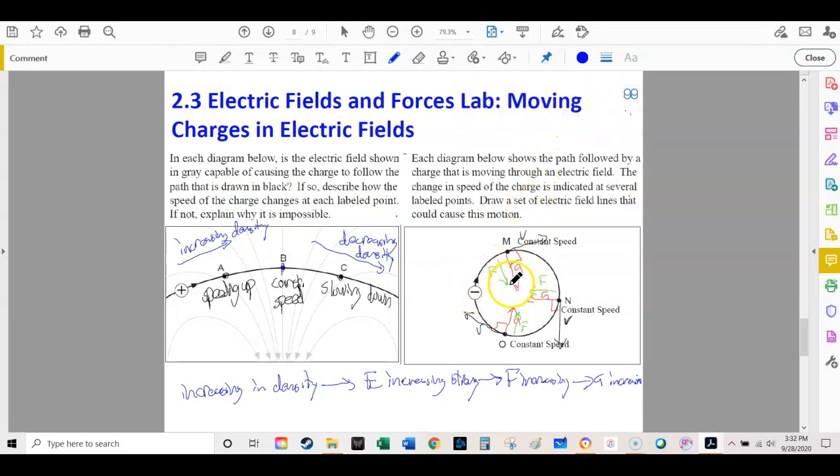negative particles do the opposite of what the electric field is. So positive particles would be accelerating in the direction of the electric field. Negative particles are accelerating opposite the direction of the electric field, which means the electric field has to be pointed outwards here, and outwards here, opposite direction of those force vectors.